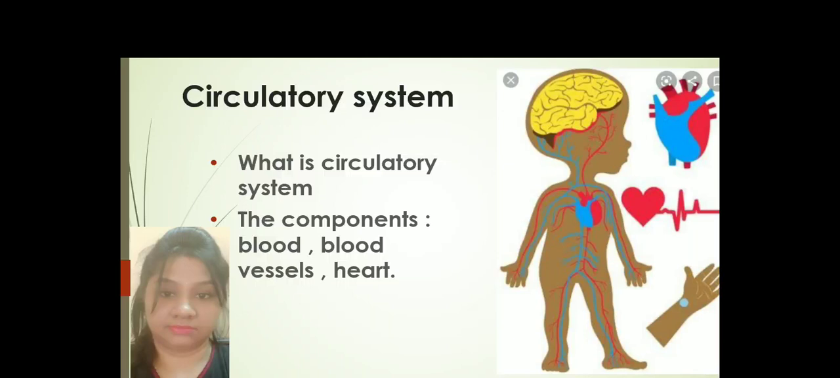The heart will transport blood throughout the body, and blood will carry different types of substances to and from the body. Understand? So children, what is the circulatory system? The system which transports different substances to and from the body is called the circulatory system.